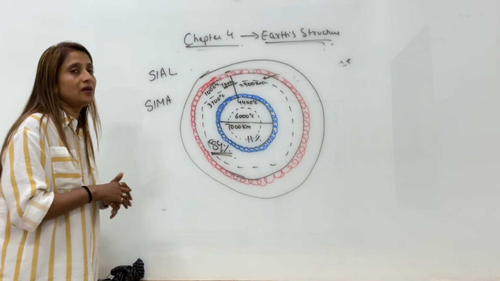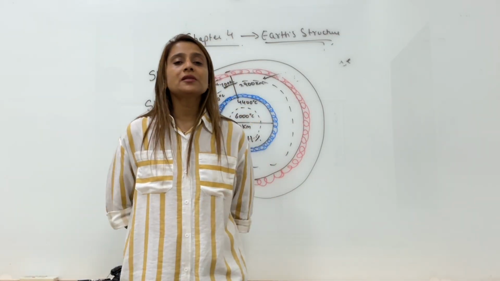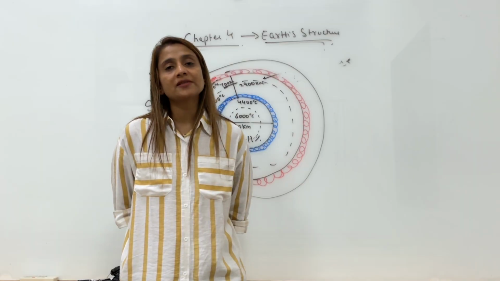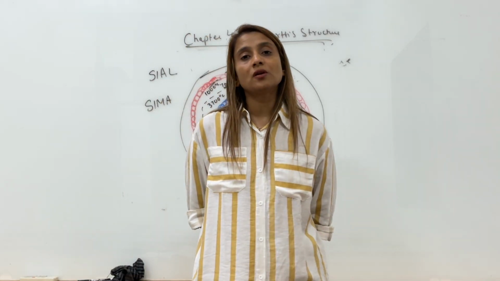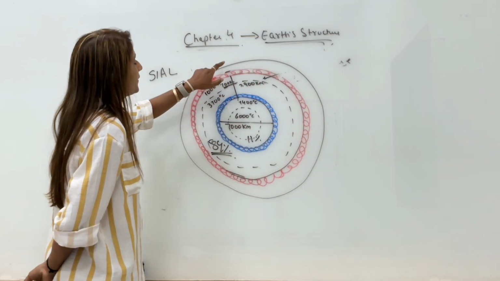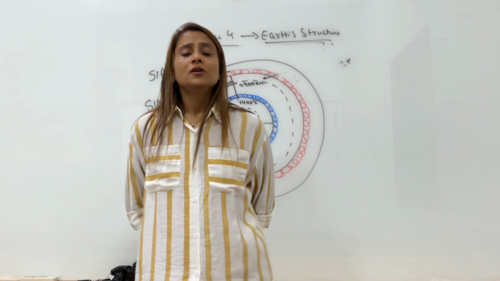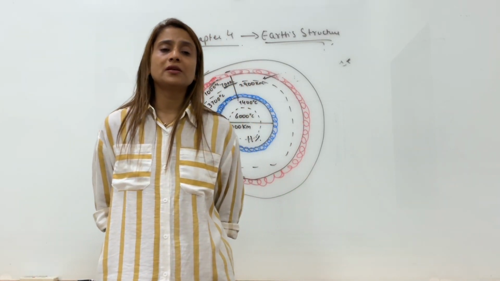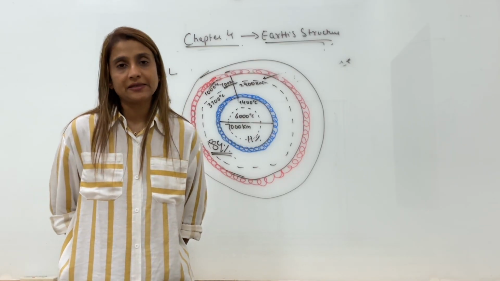Both the names have been given after the scientists who made their discoveries and studies. So these are the two boundaries, which are also called transitional layers, or discontinuity, or interface. This is core-mantle interface and this is crust-mantle interface. So these are the three layers and the two transitional boundaries of our Earth's interior.